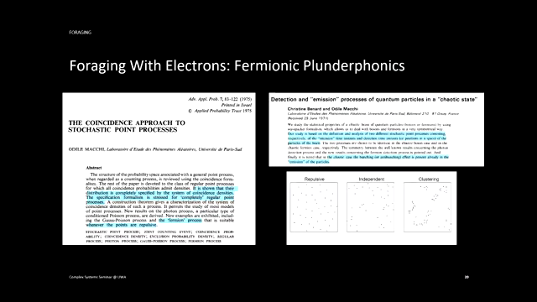We'll talk more about what the second part means. So now, just bear with me. And the first part is all about how to use the behavior of electrons to make foraging possible. So those are the papers that inspired the DPP model.